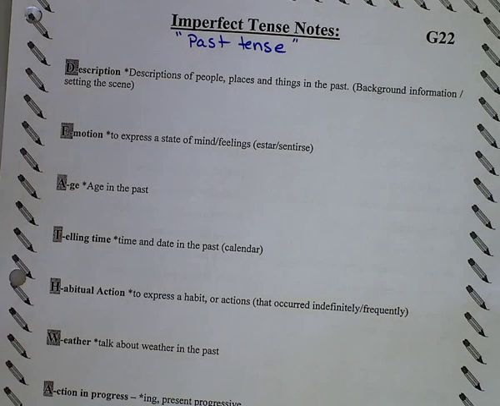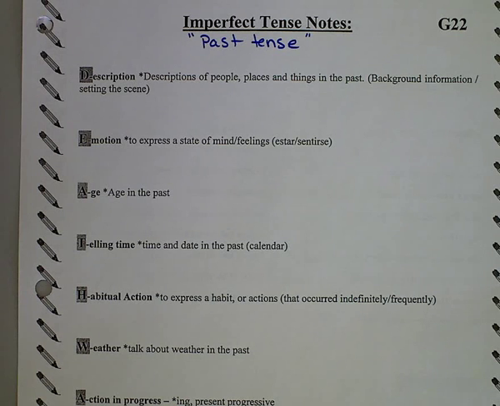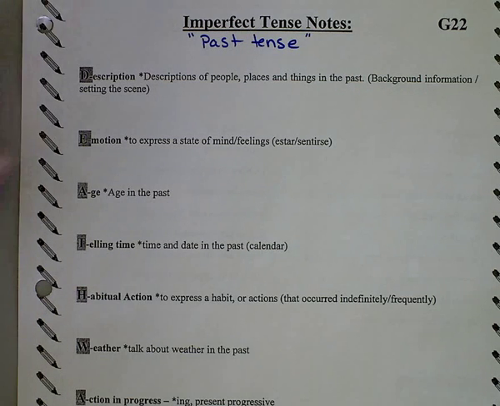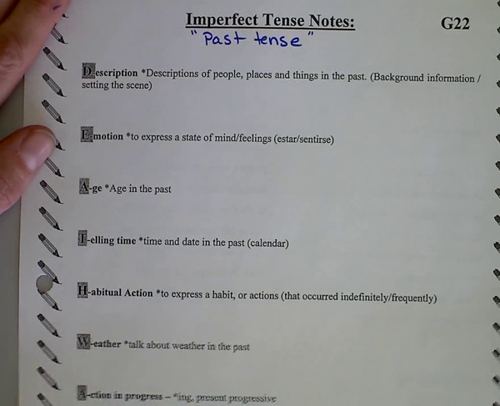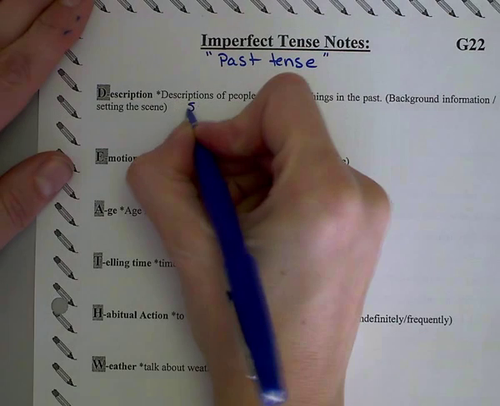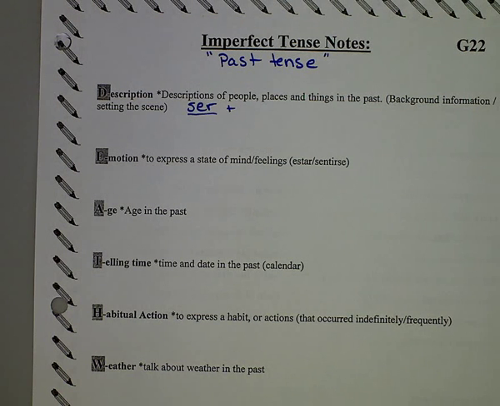And the first one is description. A bunch of you guys wrote description, and you were correct. So when you describe people, places, or things in the past, you will be using the imperfect tense. When we want to describe something in the present tense, what verb do we typically use? And what else do we need to indicate we are describing it? So if I have yo soy, how am I going to make it a description?